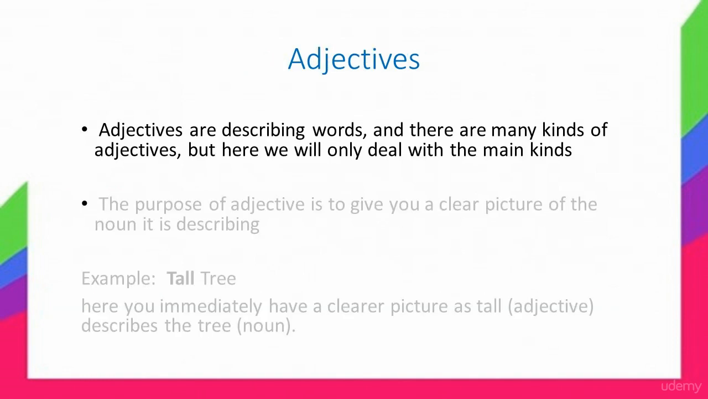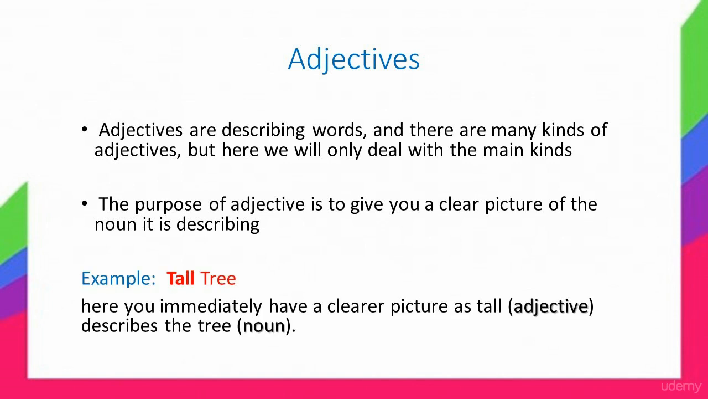So adjectives are describing words, and there are many kinds of adjectives, but here we'll only deal with the main kinds. The purpose of an adjective is to give you a clear picture of the noun as it has a describing function. For example, a tall tree. Here you immediately have a clearer picture, as tall, the adjective, describes the tree, the noun.